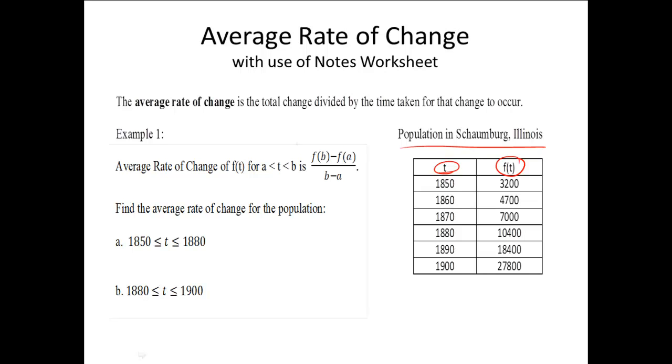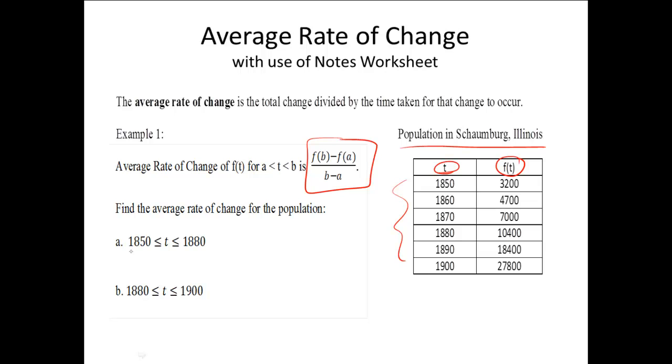As we go through this, we're going to be using a slope formula. It's important to remember that a is less than b. That occurs for our t values that we're always subtracting, for example, 1860 minus 1850. That doesn't mean the population must be going in a positive direction, but that our time is always going in a positive direction and increasing.